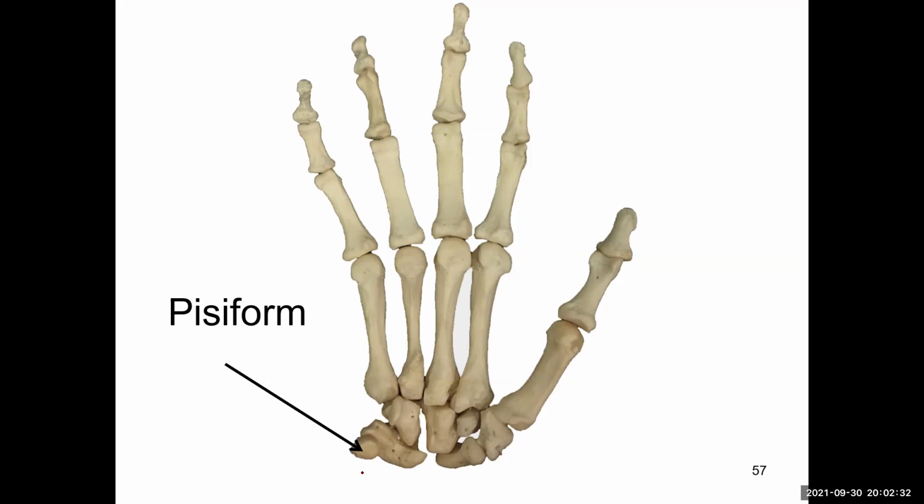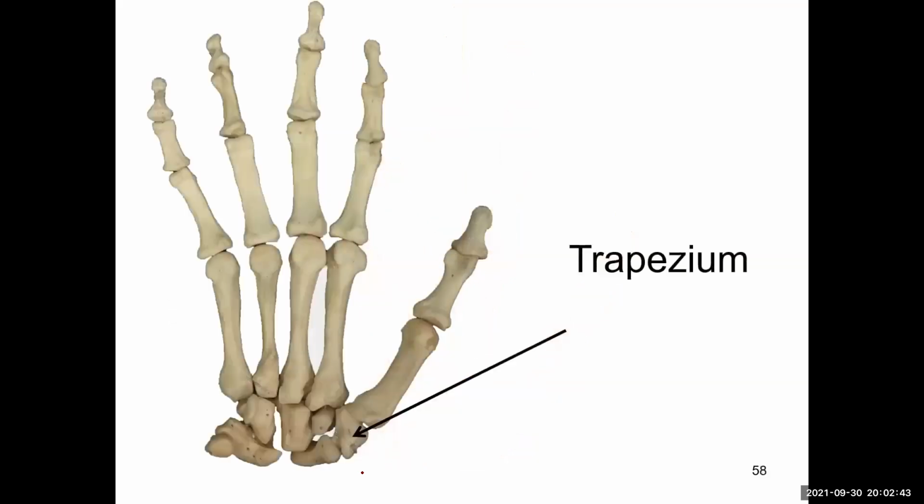Okay, now we're going to go to the distal row. The distal row of the carpals, they all articulate with a metacarpal bone. Metacarpal bones are the bones that make up your palm. So the first one is the trapezium. I always remember trapezium rhymes with thumb. Okay, so the trapezium is at the base of the thumb. So trapezium articulates with metacarpal number 1.